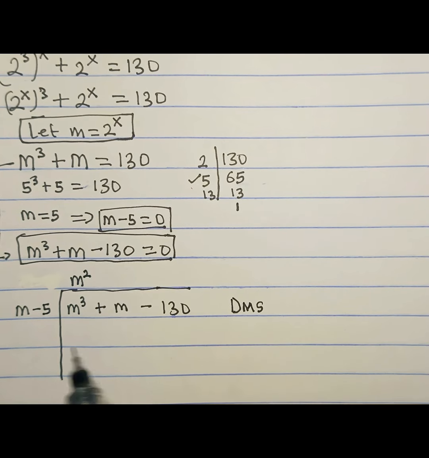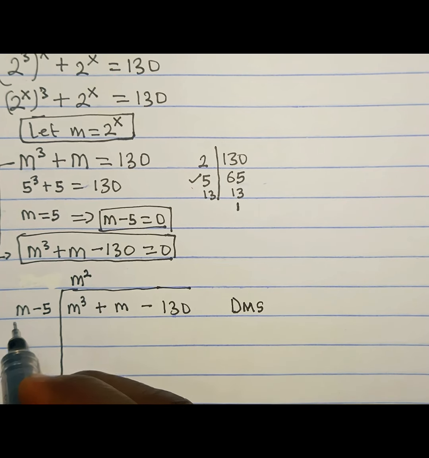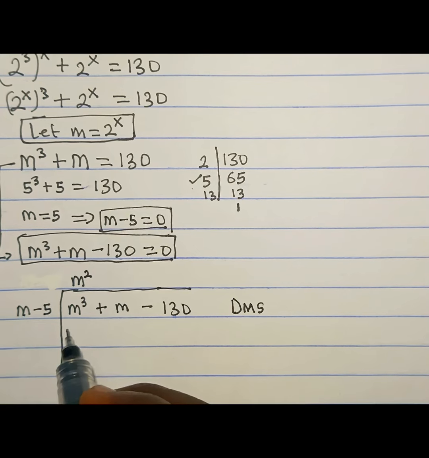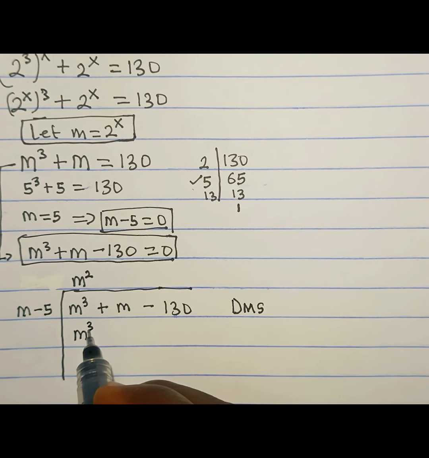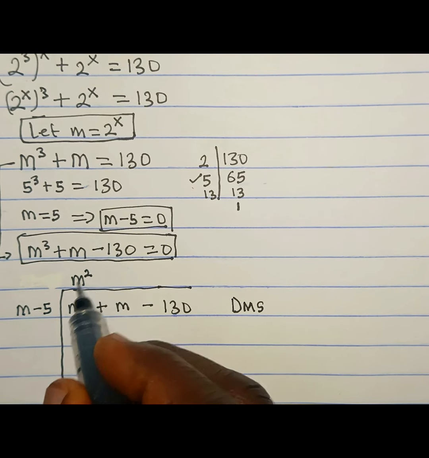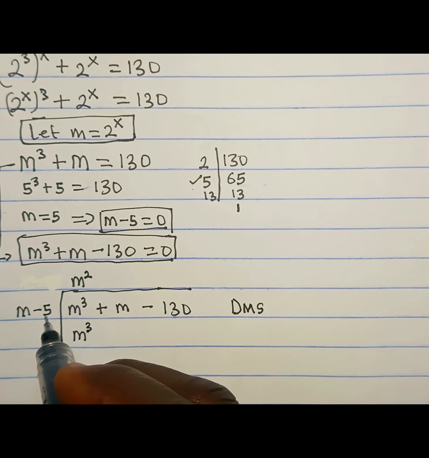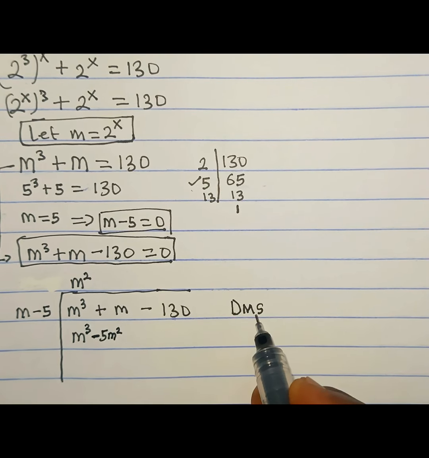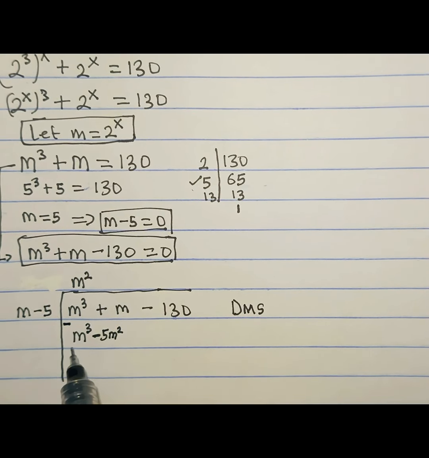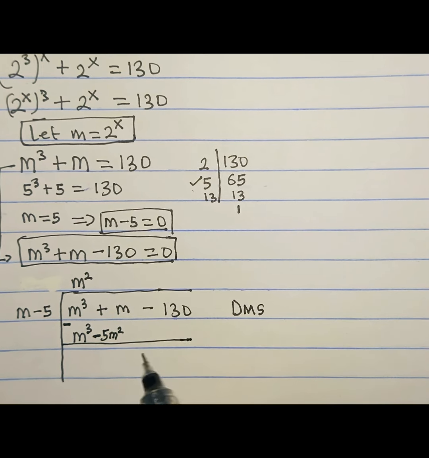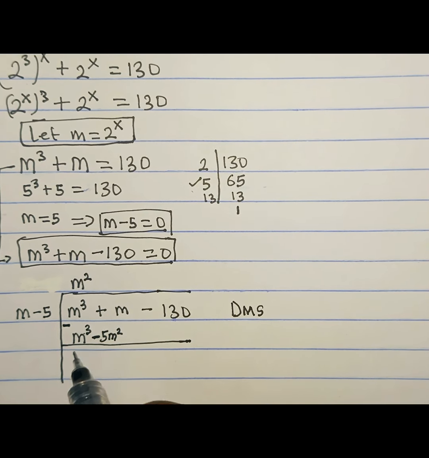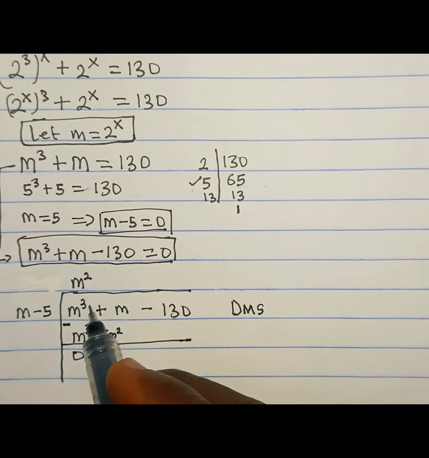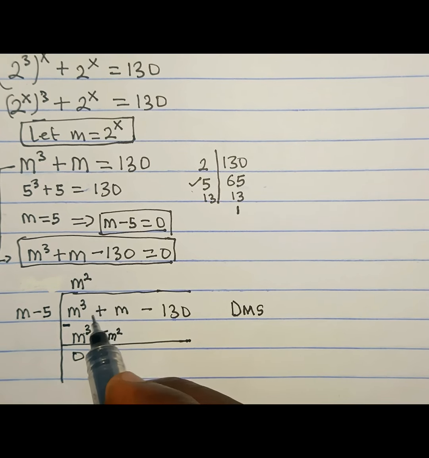Now we're going to multiply. m to power 2 multiplied by m to power 1, which is just m, is the same as m to power 3. Then m to power 2 multiplied by minus 5 is going to give us minus 5m to power 2. Now we're going to subtract. We put our subtraction here, then we draw a line. m to power 3 minus m to power 3 is going to be 0. Here there's no m to power 2, so it's just like 0.